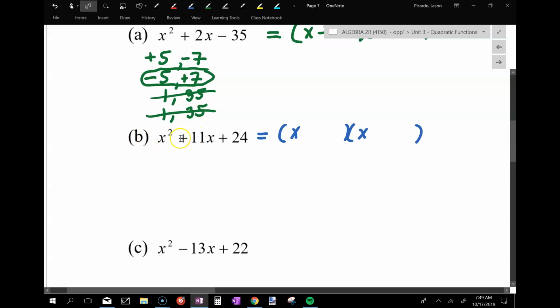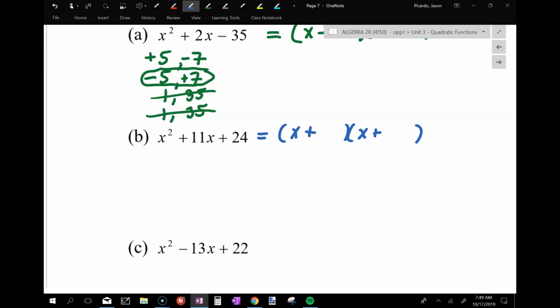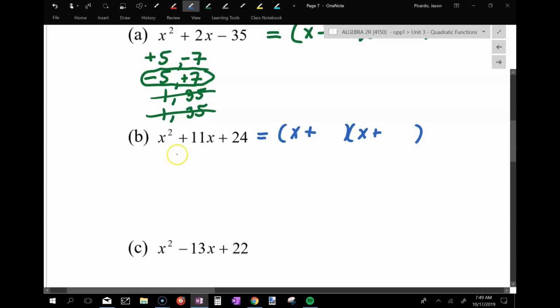So the only way that this can be a positive number and this can be a positive number is if both numbers were positive. There's no other way, right? So what are the ways that I can get 24 by multiplying? Well, the easiest one is that. Okay, but do those two numbers, guys, add up to be 11? No. All right, so give me another way.